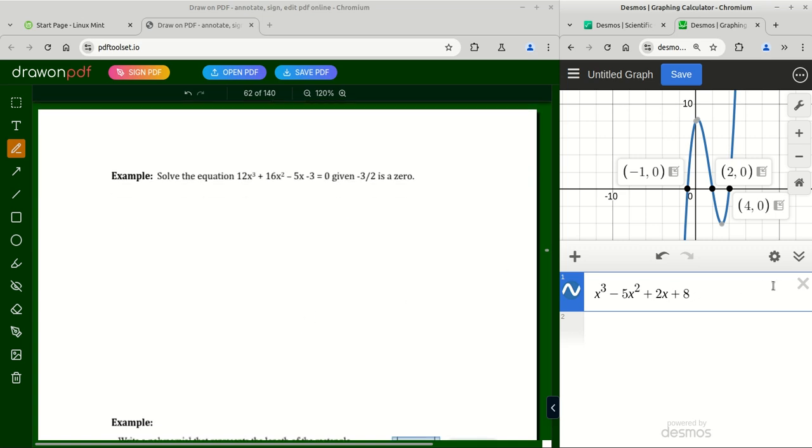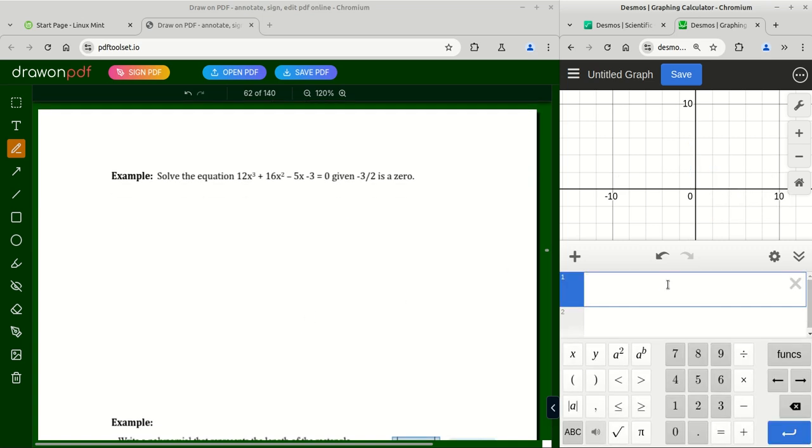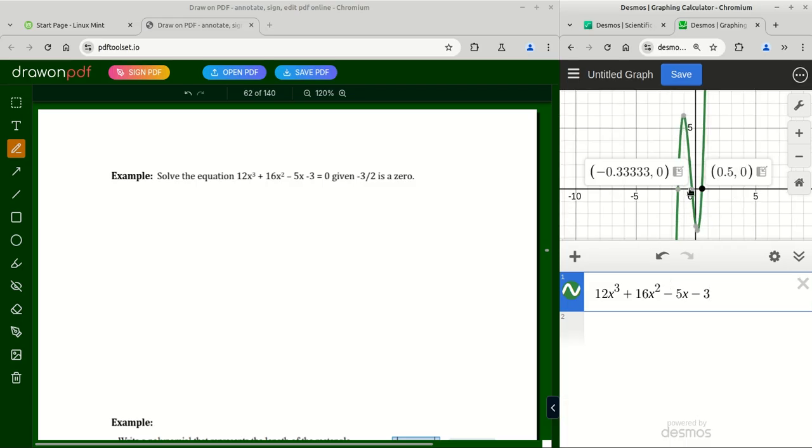For an example, let me do this one on Desmos graphing, and then we're going to go back and do a lot by hand. Okay, so we got this, this, and this.